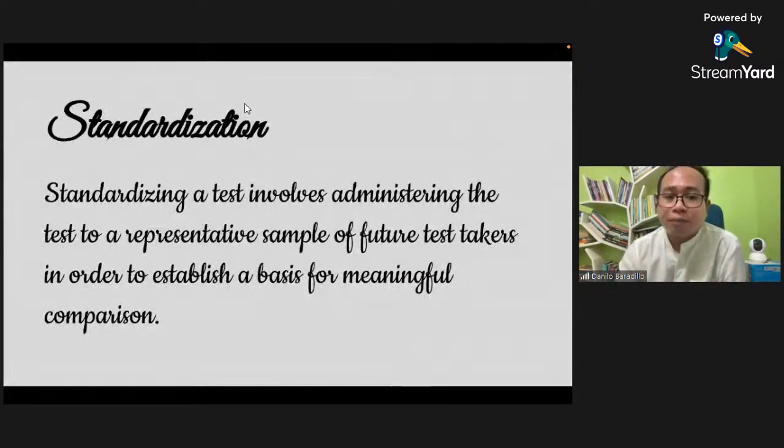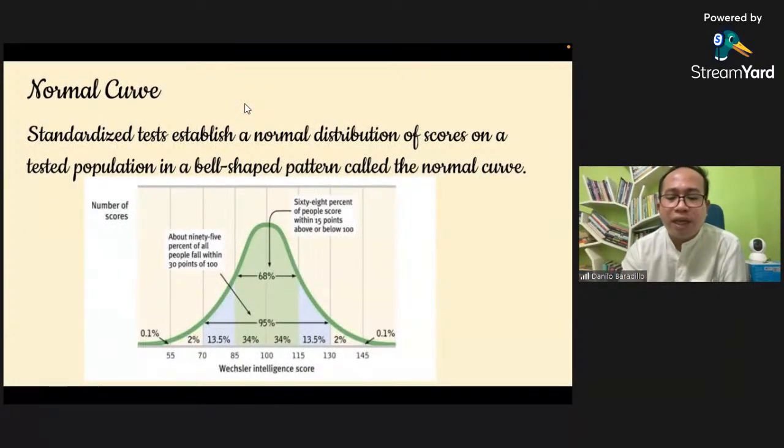Okay, now, what is this standardization? It involves administering tests to a representative sample of future test takers in order to establish a basis for meaningful comparison. Okay, I would not go much into details about the three criteria, because I'd like to give more focus on the guidelines of creating and constructing test questionnaires. So I'm just going to move forward with these standardizations. That's what I said with the normal curve, and so on and so forth, right?